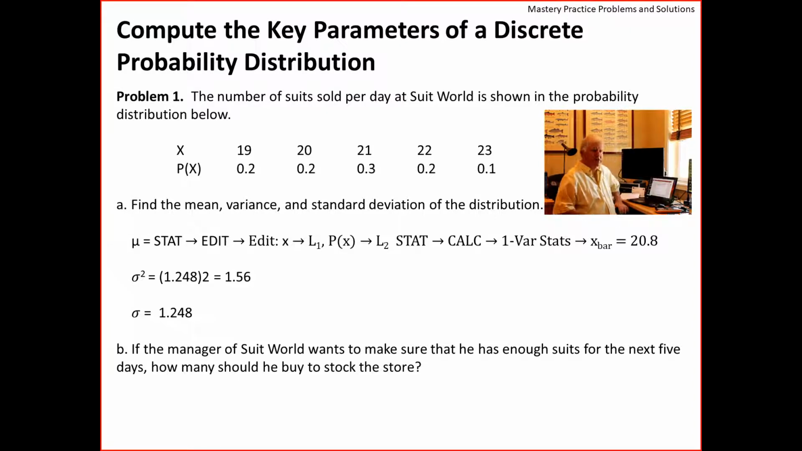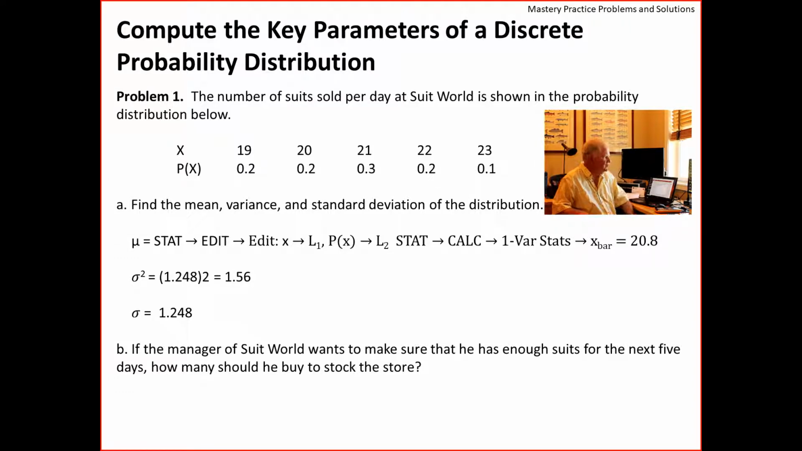All right, I'm back. Sorry about that. I just recognized that problem 1 says the number of suits sold per day. Problem B says, tell me how many suits you need to buy for 5 days. So whatever data we calculated up in part A for 1 day, we're just going to have to multiply by 5, all right? But that's not the big part of this problem.